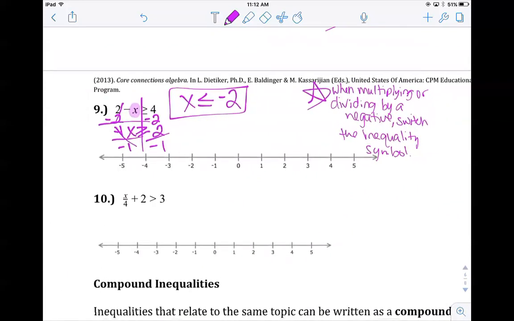So this time we're going to have a point at -2, and it is going to be filled in because it's equal to, and its x is less than or equal to, which is going to be to the left.